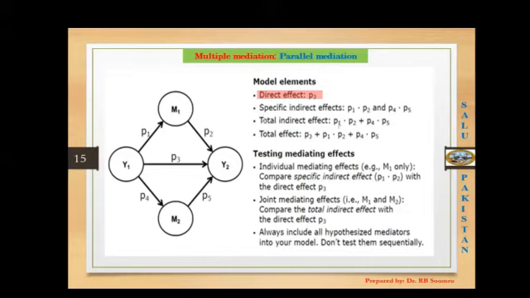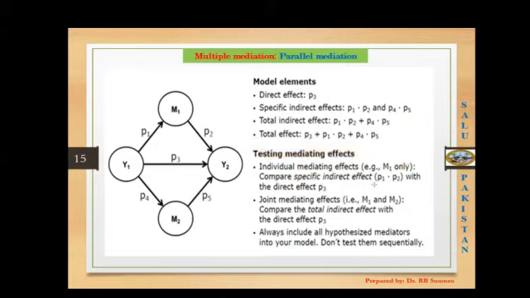Total indirect effect, P1 into P2, now in total effect. Now this is a method to calculate the direct effect, indirect effect, and the total effect. And then testing the mediating effect. Individual mediating effect is when there is only one mediator, M1. That is called the individual mediating effect. And compare the specific indirect effect P1 into P2 with the direct effect.